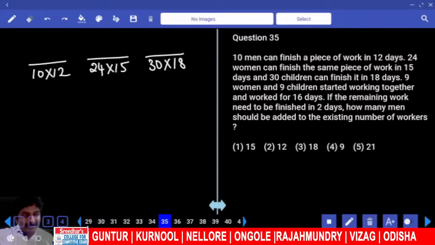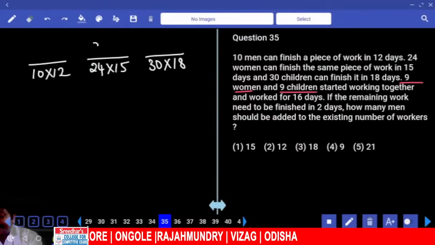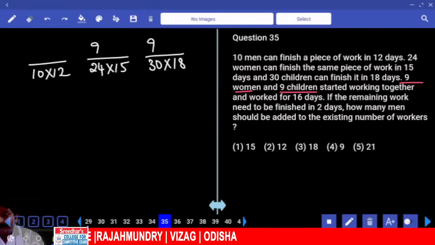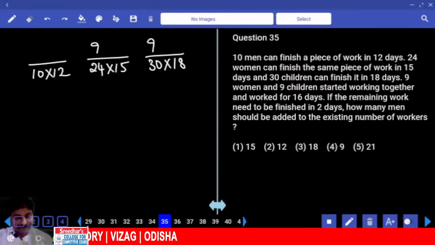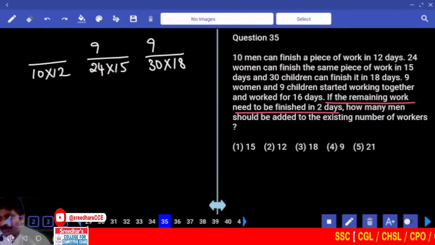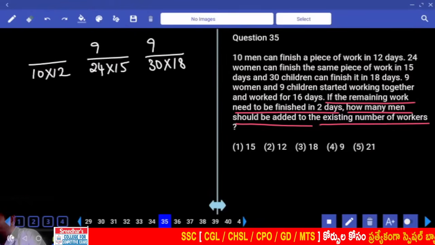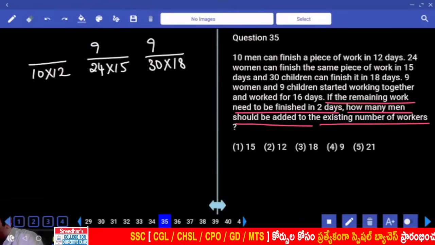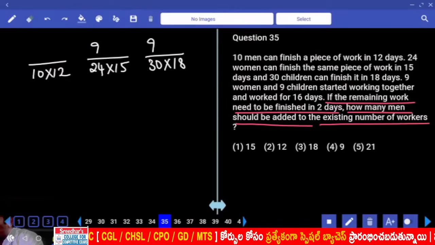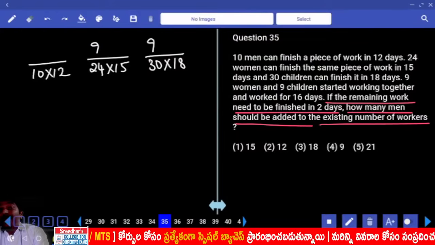How many people started? 9 women, 9 children. 1 day work of 9 women, 1 day work of 9 children. Like that they worked for 16 days. Fine. After that what happened? The remaining work needed to be finished in 2 days. How many men should be added to the existing number of workers? Okay. Now who started? Men and women and children started. Already how many days did they work? Still how many more days time do we have?